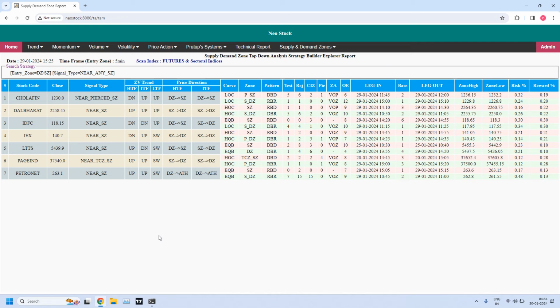So these are the total list of demand and supply zones, I mean stocks near demand and supply zones for all the time frames starting from yearly until 5 minutes time frame. I wish this information might be helpful to you for your further analysis and study.